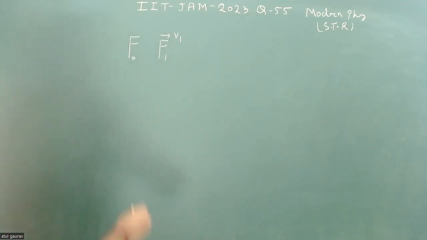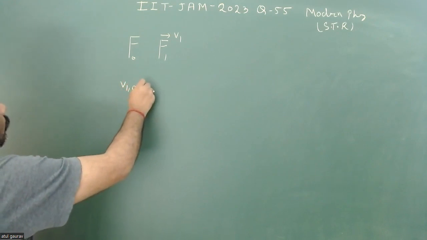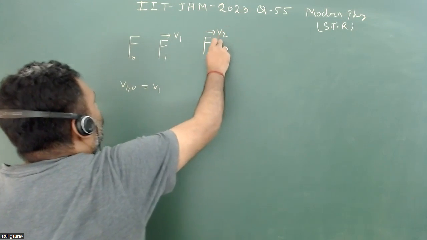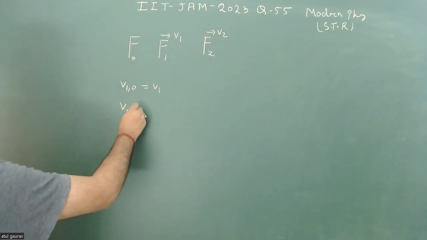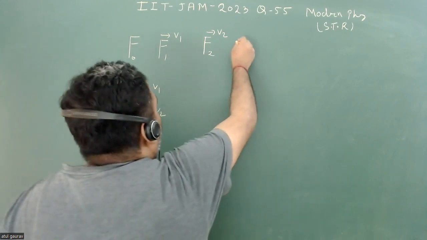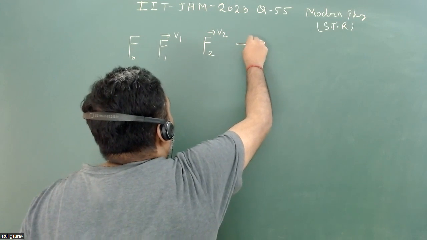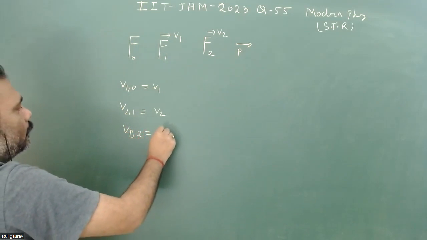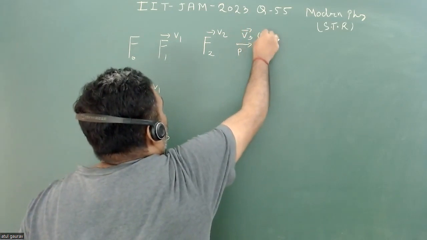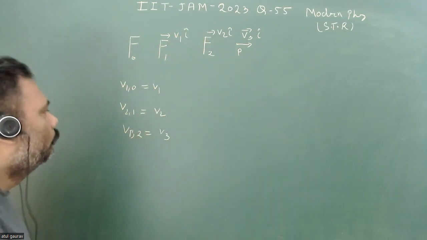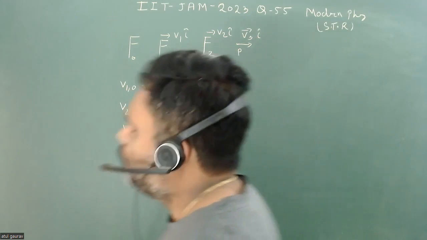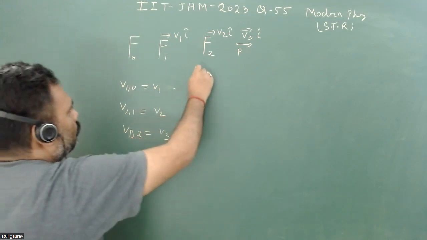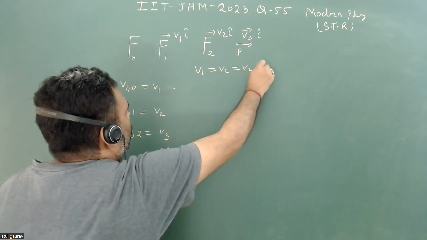So it is given that the speed of 1 with respect to 0 is v1, and F2 is moving with v2 with respect to F1. So velocity of 2 with respect to 1 is v2, and there is a particle which is moving. Suppose this particle is P, and the particle is moving with respect to 2 with v3. All are moving in the i cap direction, and it is also given that the magnitude of speed is c by 2. So v1 is equal to v2 is equal to v3 is equal to c by 2.